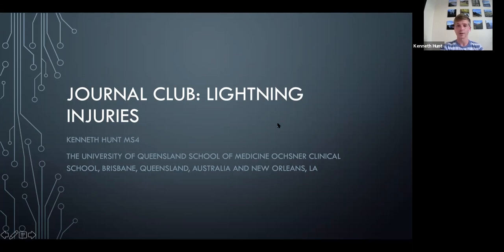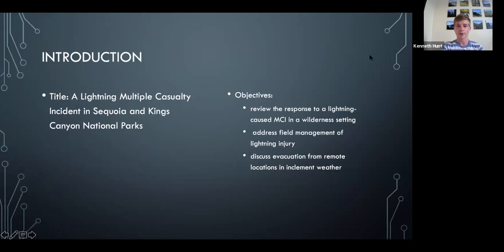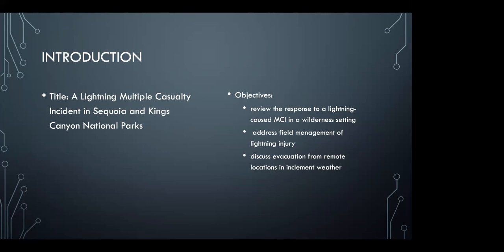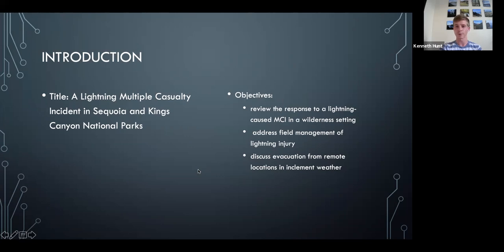Okay, so a real quick introduction. The title of this article is Lightning Multiple Casualty Incident in Sequoia and Kings Canyon National Park. And the objectives, as you can see here: review the response to a lightning caused MCI, multiple casualty incident, in a wilderness setting, address field management of lightning injury, and discuss evacuation from remote locations in inclement weather.